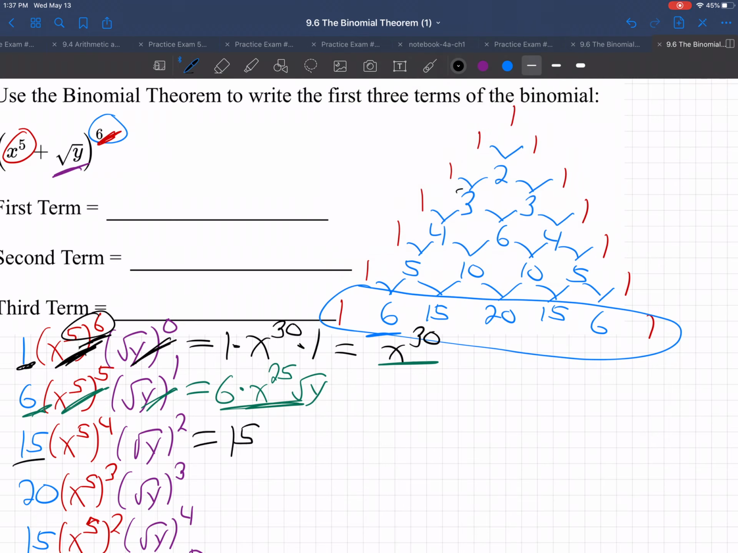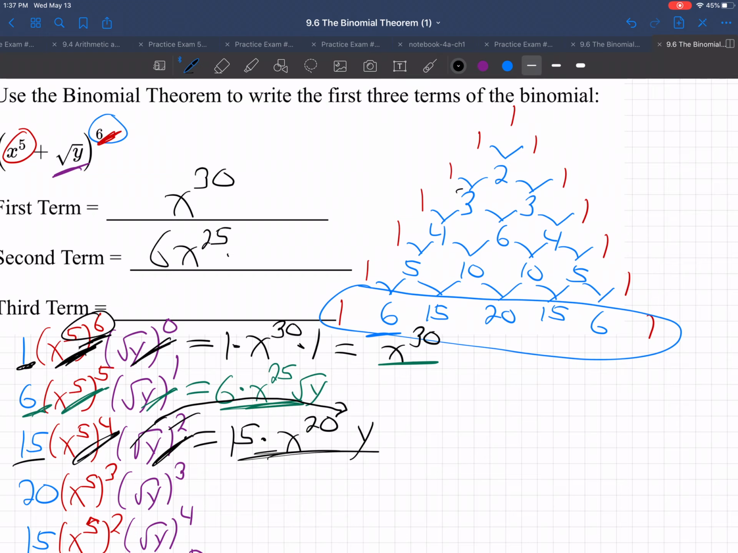15 times x to the 5th to the 4th, that's x to the 20th, those powers multiply. Square root of y squared, that's plain y, isn't it? Right? Plain y, because the squaring cancels the rooting. So there's the third term. So the three terms are x to the 30th, 6x to the 25th root y, and 15 x to the 20th y. Like that.